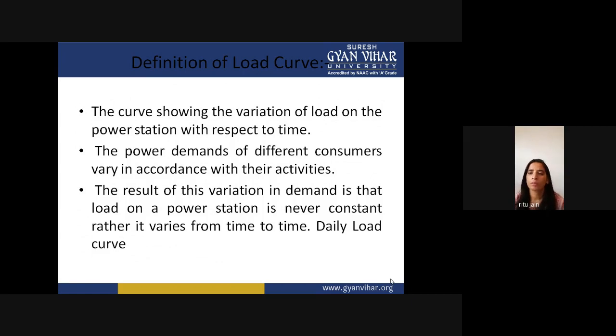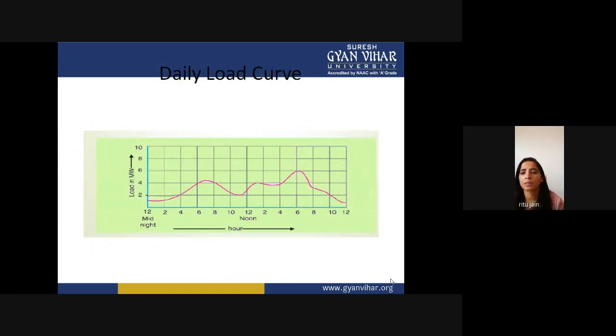So the daily load curve can be represented by this graph. In this graph, you can see that the x-axis represents the time and the y-axis represents the load. For example, at 12 midnight, the load is less than 2 megawatt and it is continuous until 2 a.m. After 2 a.m., it starts to increase. At 4 a.m., it reaches 2 megawatt, and after 4 a.m., it is increasing linearly.